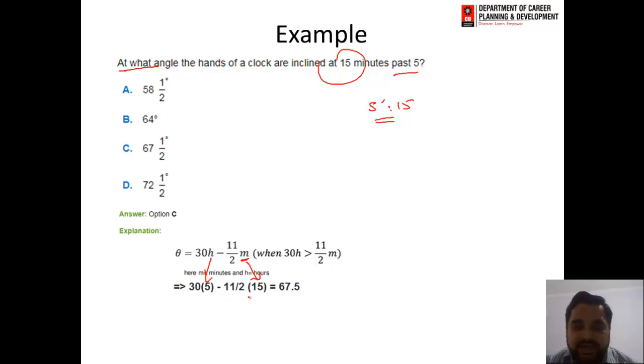So if we just put the value of h and m in the given formula, we have the answer 67.5 degrees. So the answer is option C.